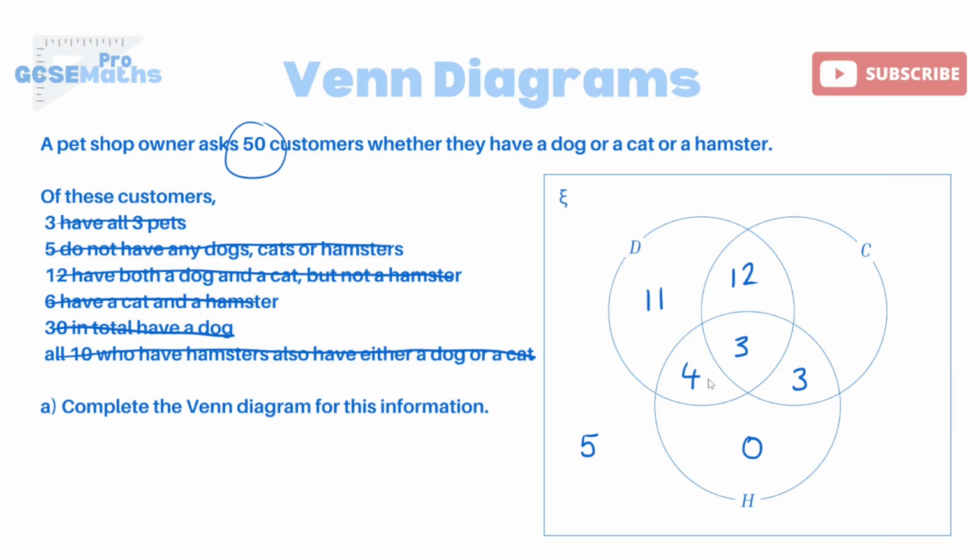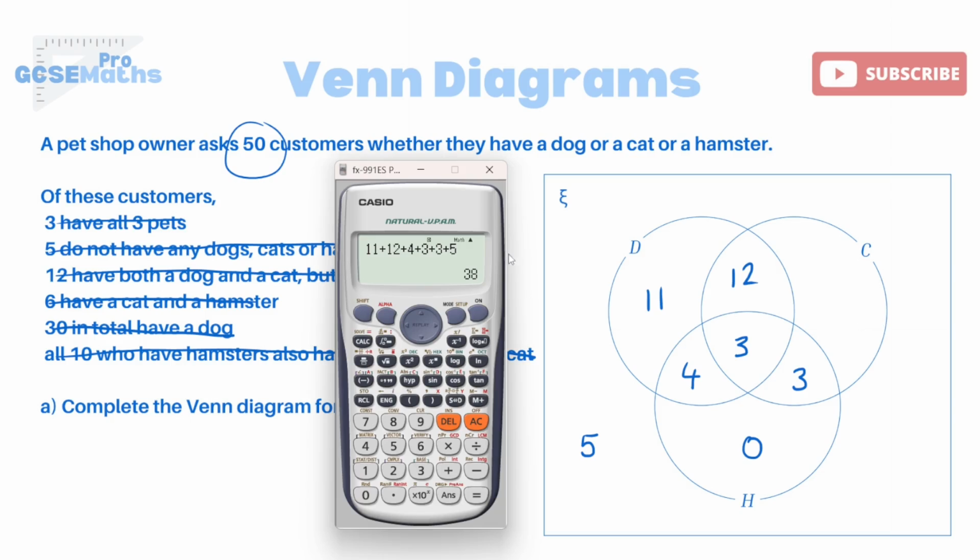So what we can do is add up all of these numbers that I do have, check what the total is, and then whatever's left between that and 50 should be the cats only section. So you can see here that this adds up to 38, which means that if I take away that from 50, I have 12 left. So there's 12 for just cats.